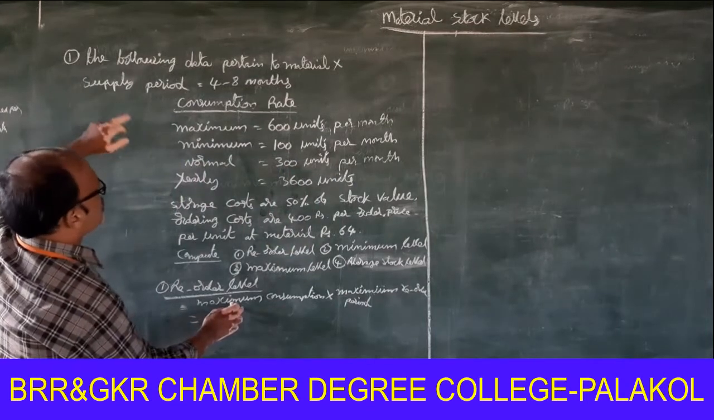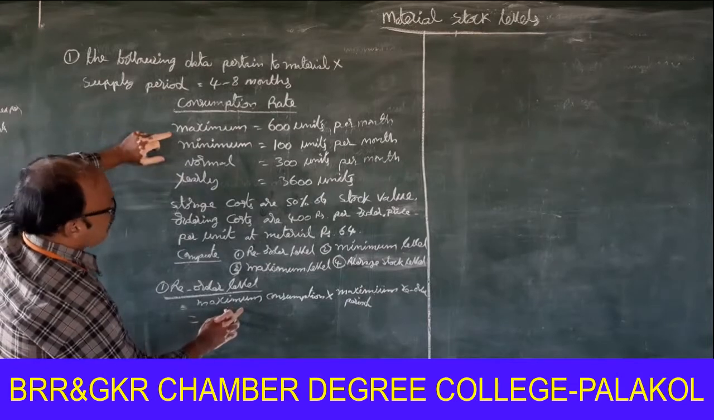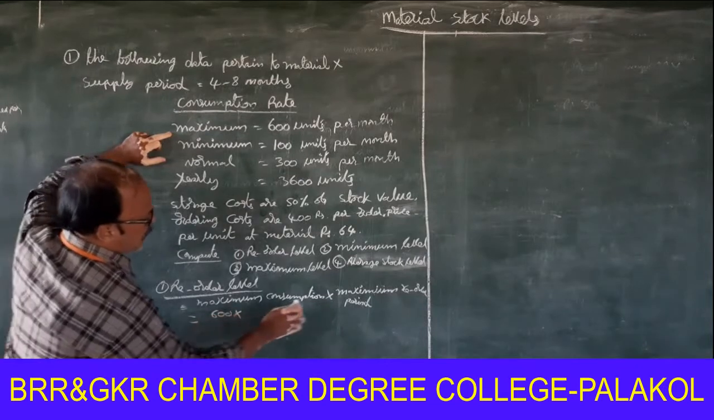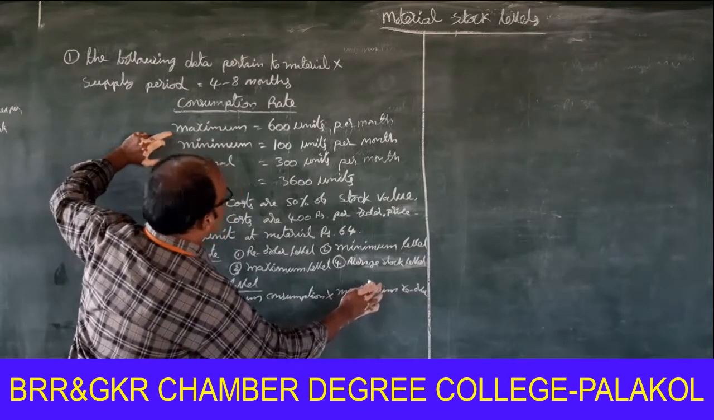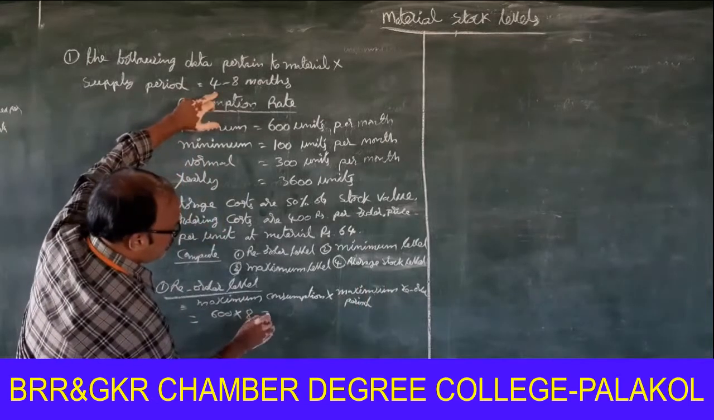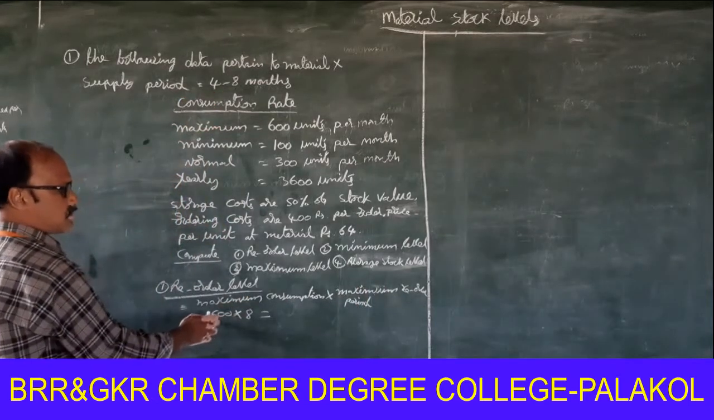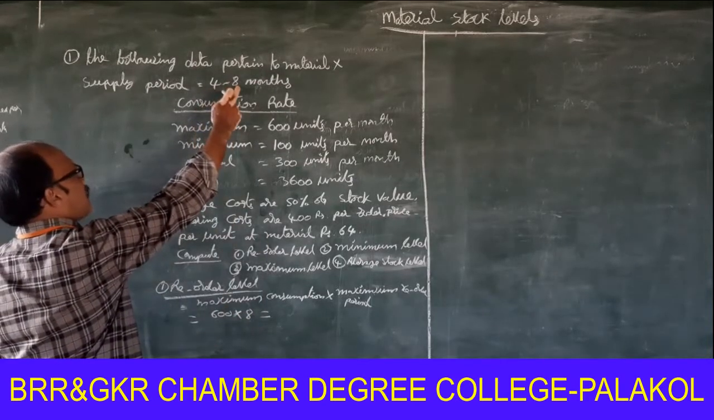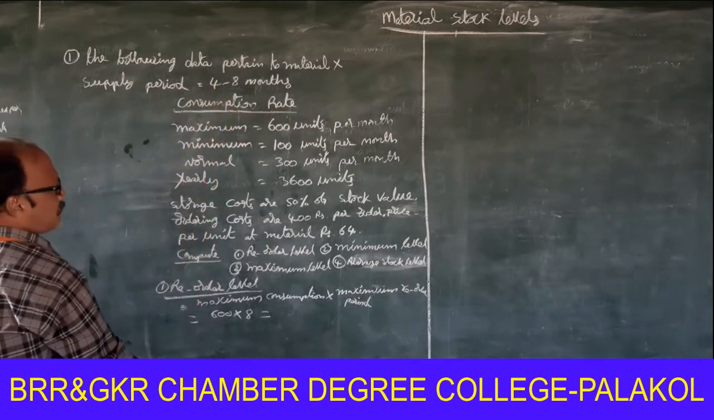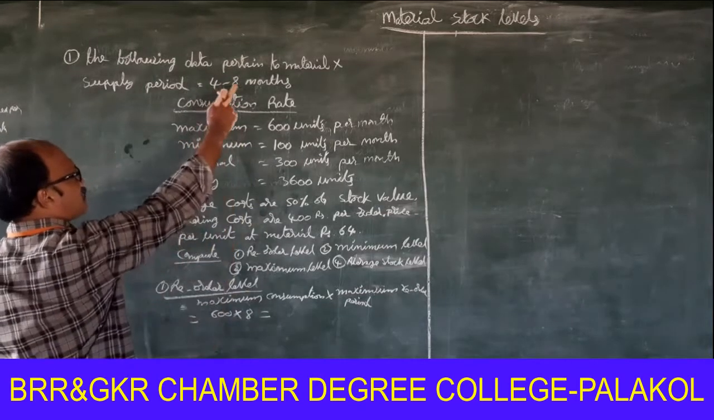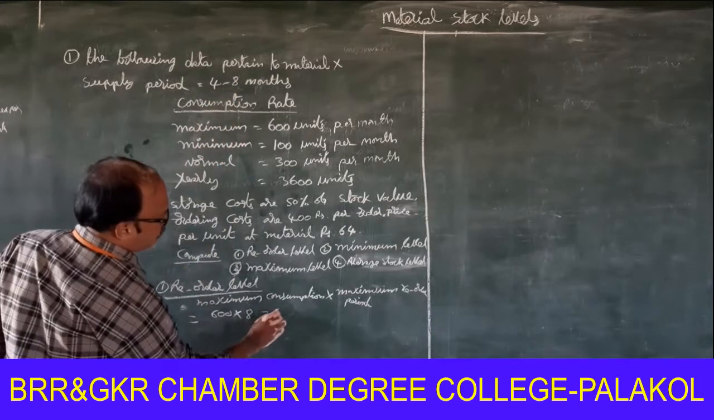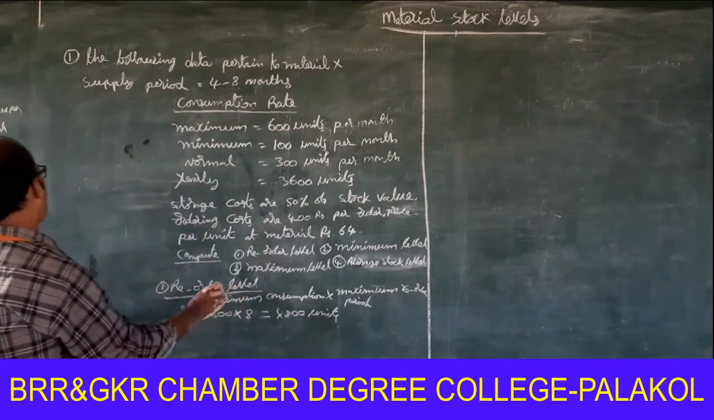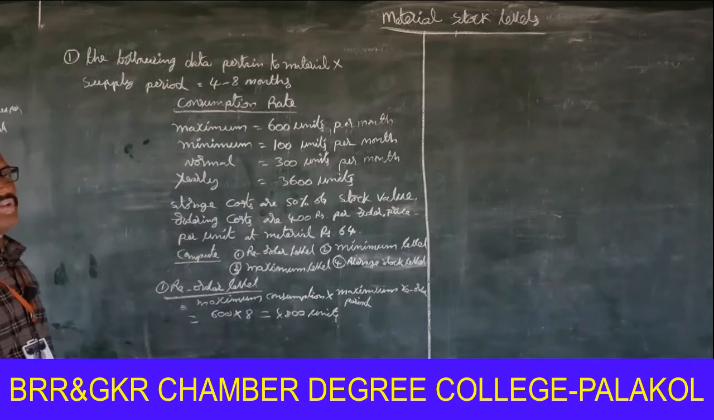Right, maximum consumption. Okay, this one: maximum consumption is equal to 600 units. Maximum reorder period, how much? 8 months. So maximum consumption 600 units, maximum reorder period: this is the minimum reorder period, this one is the maximum reorder period. That's why 8. 600 into 8, that is equal to 4800 units is to be treated as the reorder stock level.